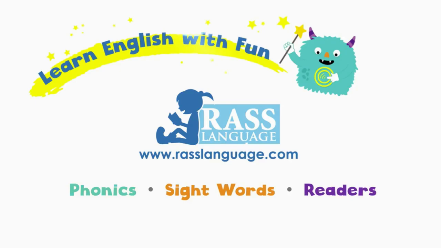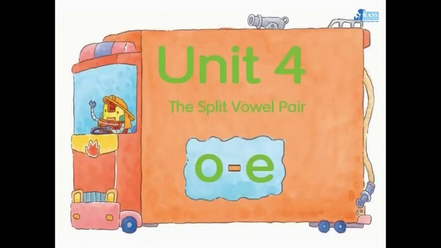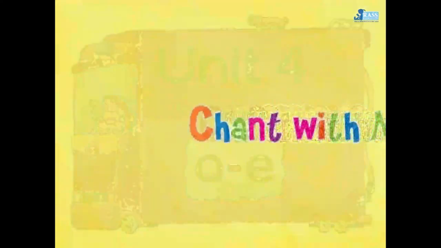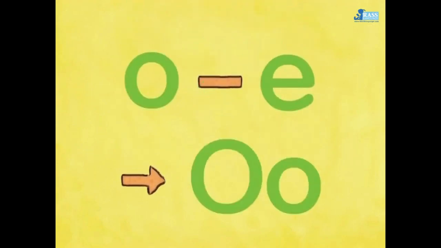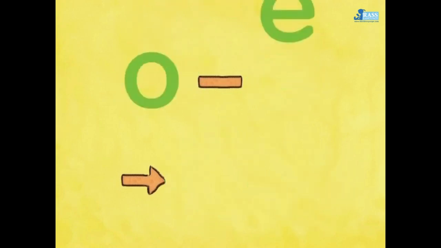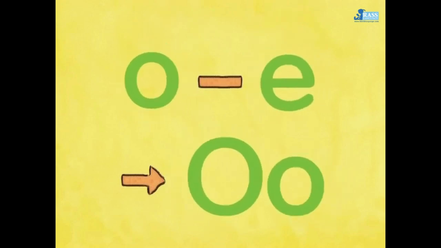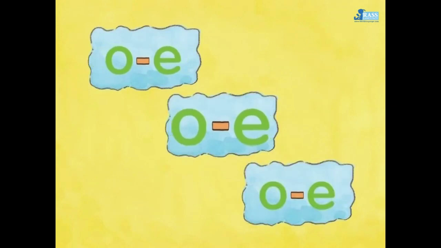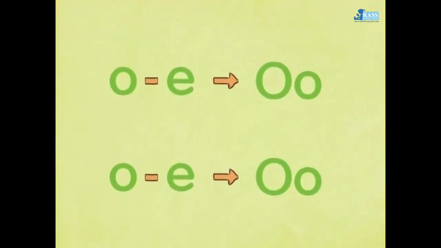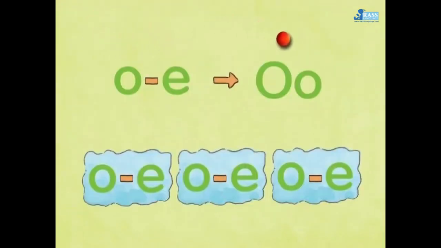RASS Language. Unit 4. The split vowel pair O. Chant with me. O E O. O E O. O E O. O E O. O E O. O E O. O O O. O O O. Now let's chant together. O E O. O E O. O E O. O O O.